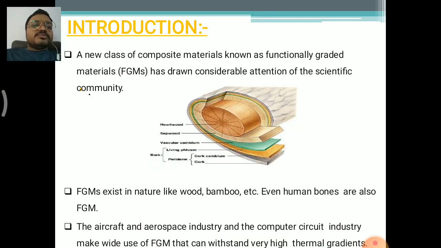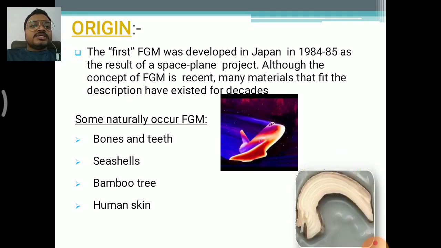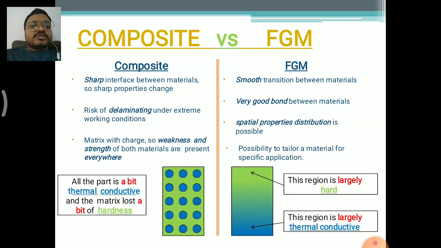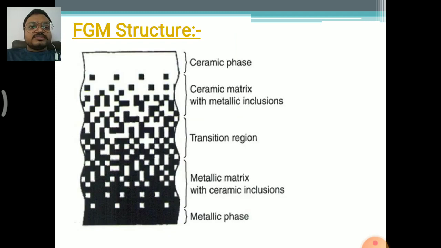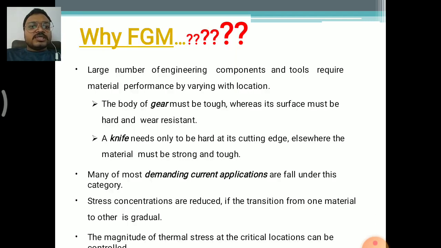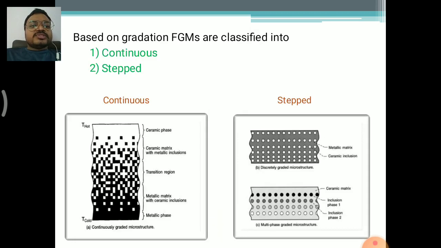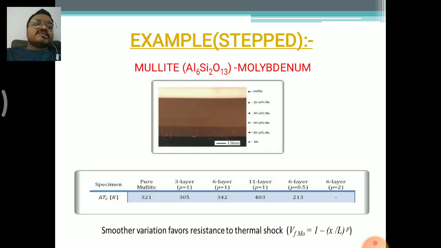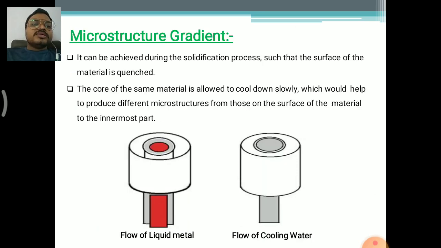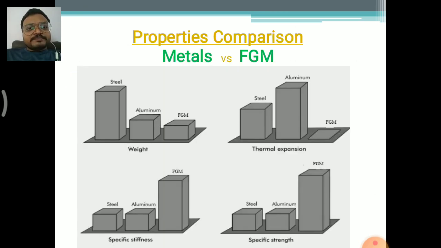We have already seen the introduction, the origin and natural origin of FGMs, composite versus FGM and its structure, why we are using the FGM, and the basic classification of the FGM based on the type of gradients, with some examples of the types of gradients.